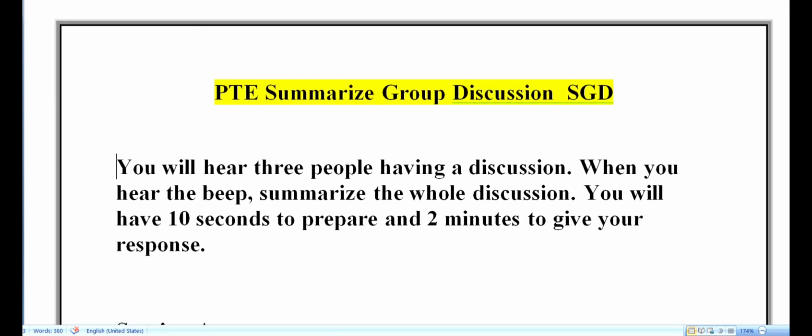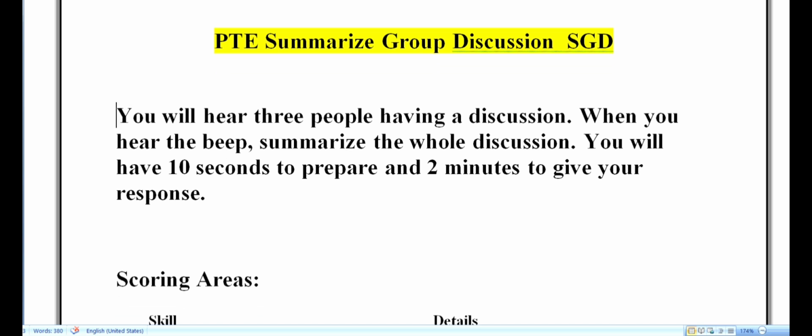So what is SGD, or summarize a group discussion? You will hear 3 people having a discussion. It is 3 people, so make the notes properly. Who says what opinion? When you hear the beep, you have to summarize the whole discussion. You will have 10 seconds to prepare, just 10 seconds to jot down your points, and you have 2 good minutes to give your response.